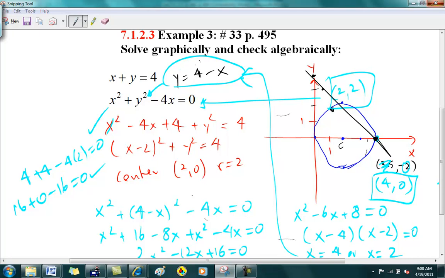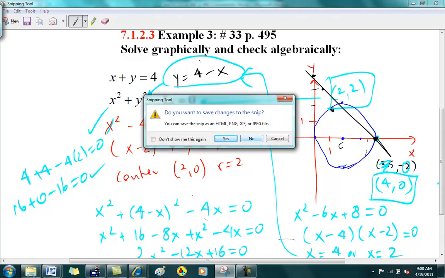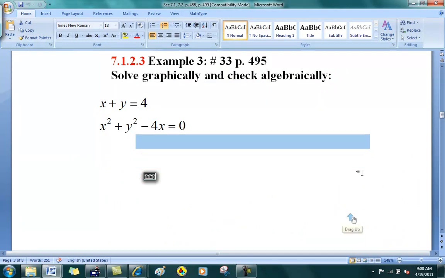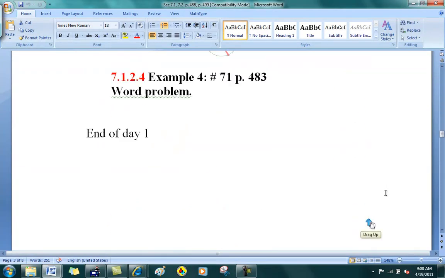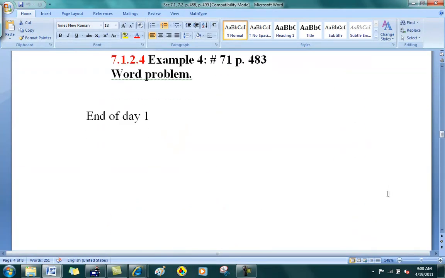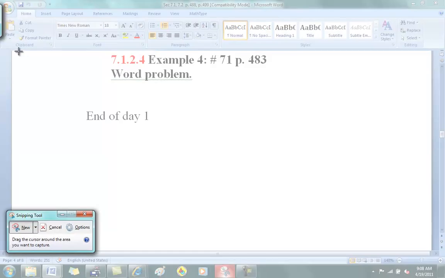Okay, this may be the last example. I'm not sure. Let's take a look. Oh, we have a word problem to do. I hope this is the right page. So number 71, page 483, break-even analysis. Yeah, it's the right page. So let's do this one here.